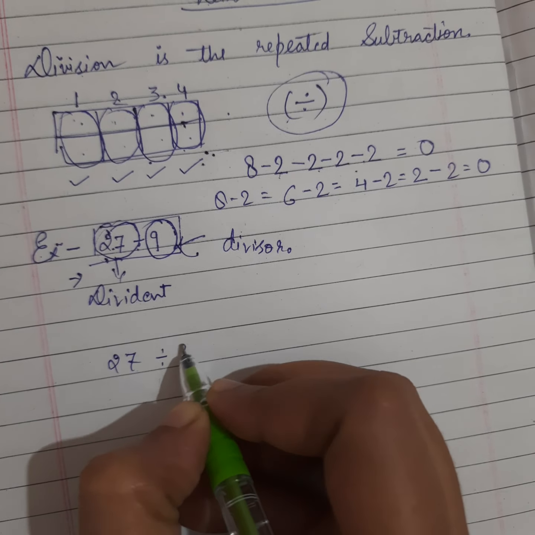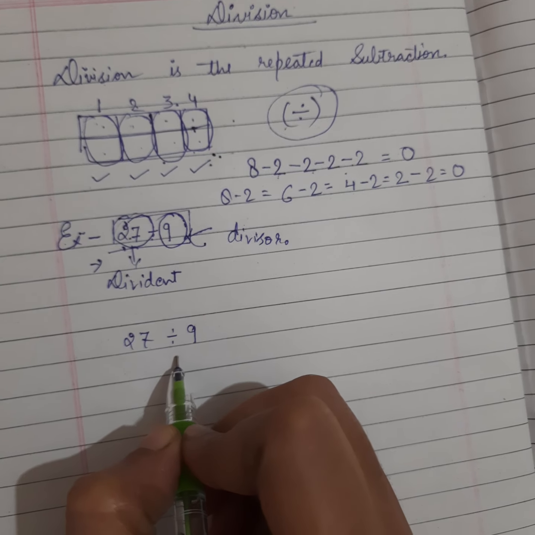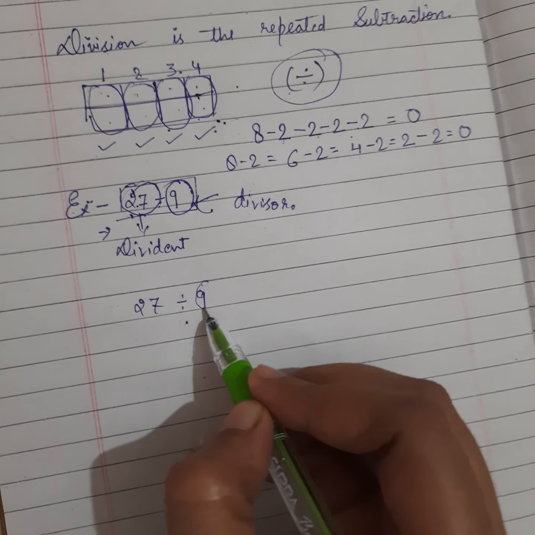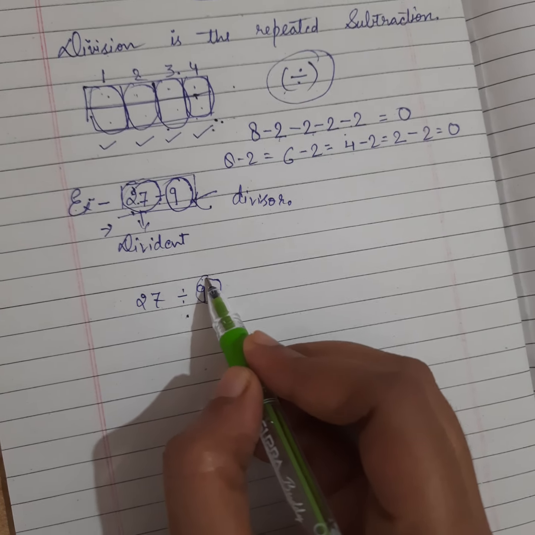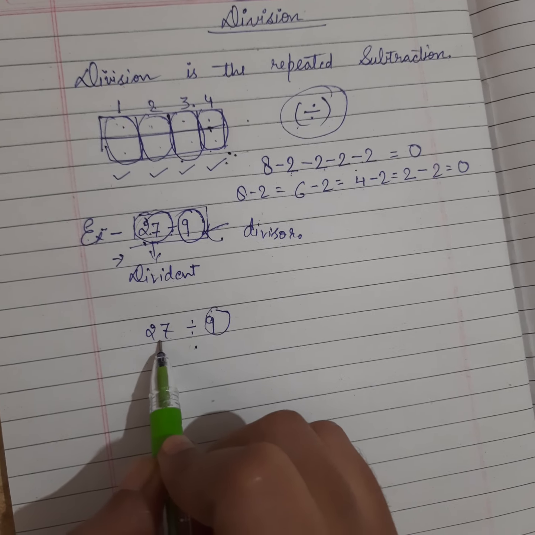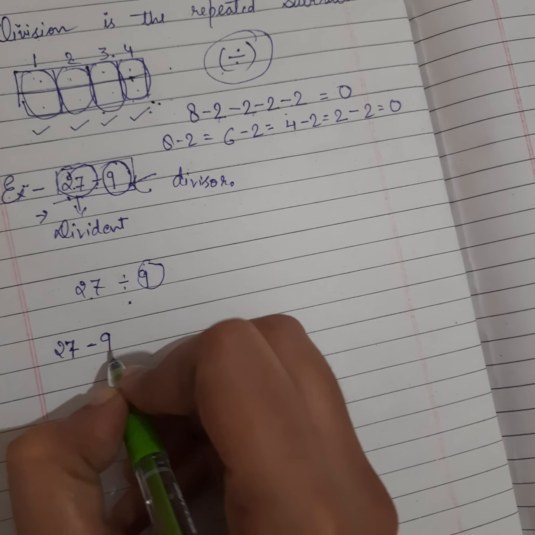So 27 divided by 9. We have to solve this by repeated subtraction method. So what we'll do? We will subtract this divisor up to that number, we will get 0. So what we'll do? 27 minus 9. What we'll get?